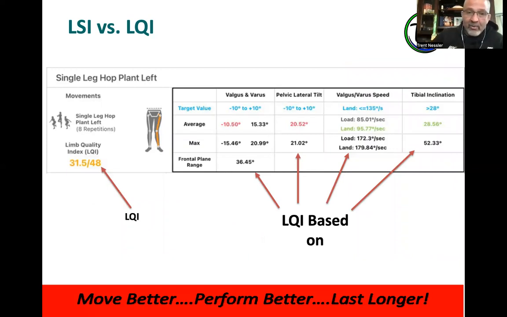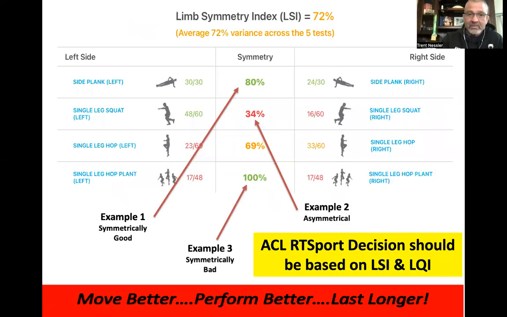So this is what our report looks like. Again, LQI is based off of how much valgus you have, what is your speed of that dynamic valgus, what is the depth of your motion, and then also how much does your pelvic tilt. This is where we give the overall LQI number based off of all of this biomechanical information. And again, these are the metrics that they're going for. So up at the top of the report, it always shows in blue what our normative values are based off over 10,000 individuals.